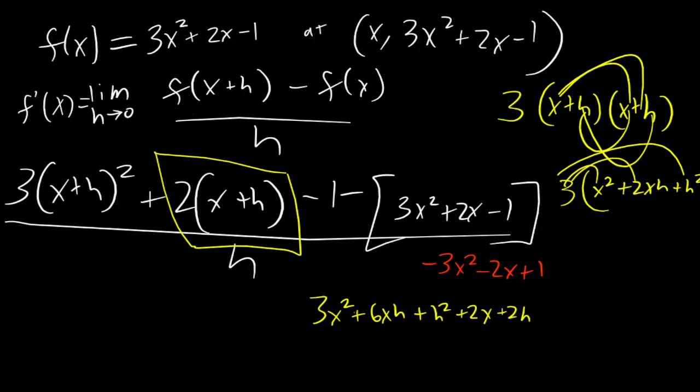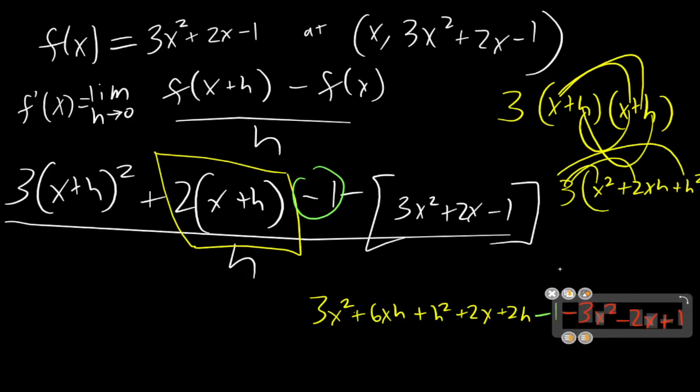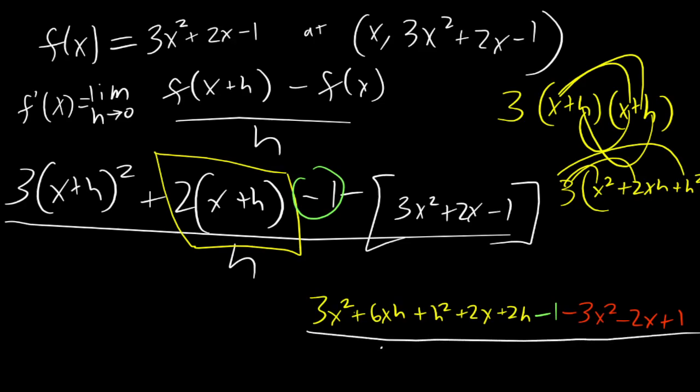And then let me change the color again. We're gonna bring this -1 right here. Okay, -1, and we're gonna subtract by right here. We already distributed the negative, so we're chilling. So let's move that right here. All right, we're good. And then we're gonna put all that over h.